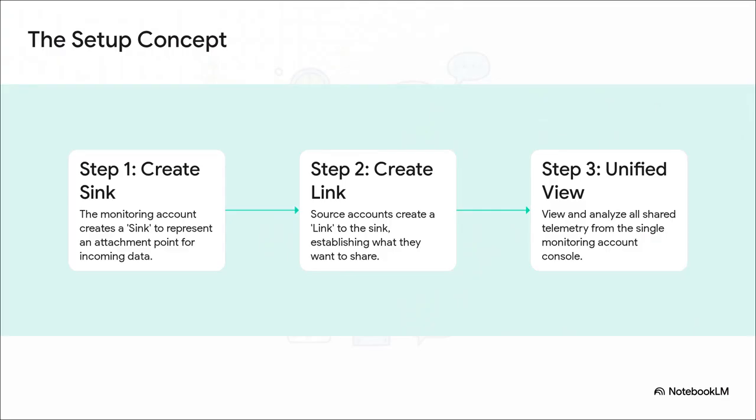The magic that actually connects these accounts is what's called a sink and link model. Here's how it works. Your central monitoring account creates something called a sink. Just think of it like opening up a secure mailbox. Then, each source account creates a link to that sink, which is kind of like getting a key to that mailbox. And boom, that establishes the secure connection, all managed by IAM, letting all that telemetry flow from the sources to your central monitoring account.